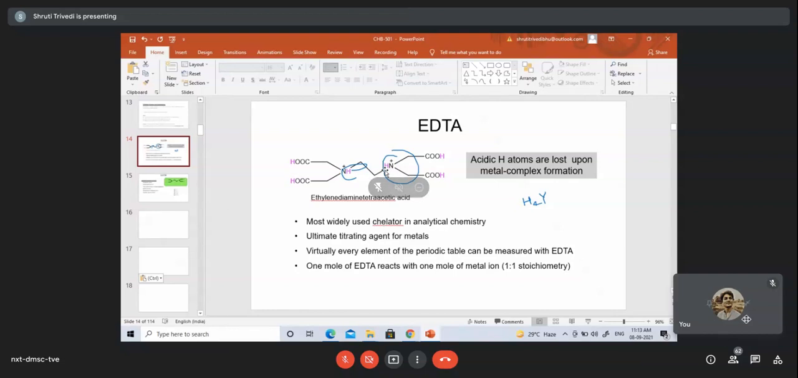Because it contains six complexing groups, it is known as a hexadentate ligand. Its neutral form, I told you, is H4Y. It is a tetraprotic acid, and it has four ionizable protons. So basically Y4 minus, I'll write it down.